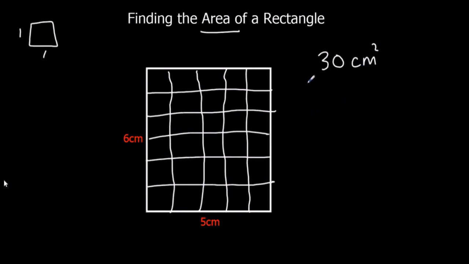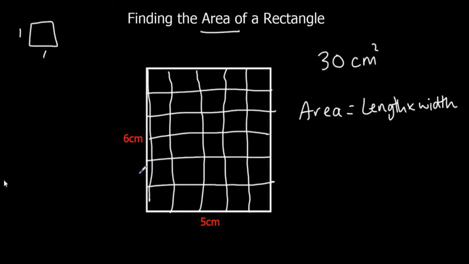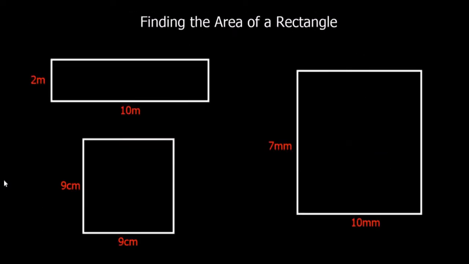Now the quick way to work out the area of a rectangle is: the area is the length times the width. So this side multiplied by this side. 6 times 5, and that's 30 centimeters squared. So when we're working out the area of a rectangle, we need to do the length times the width.